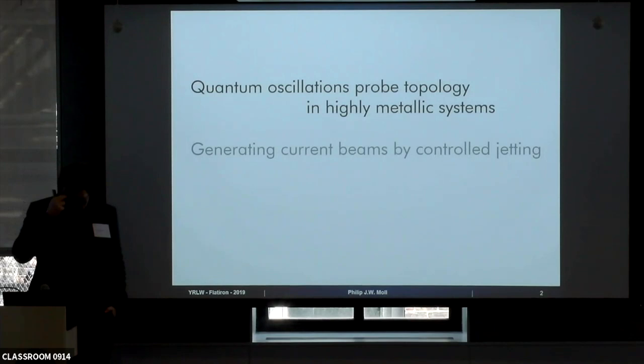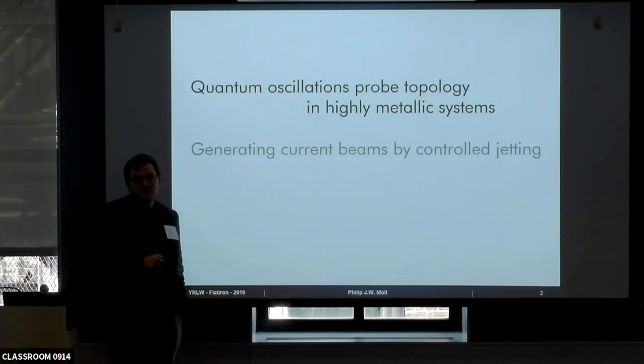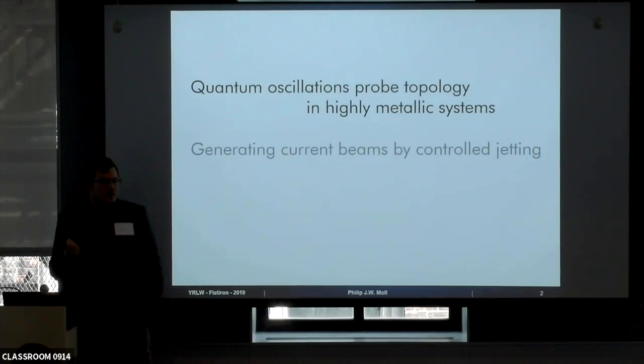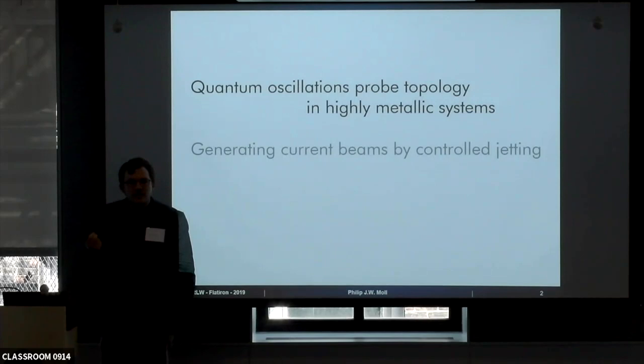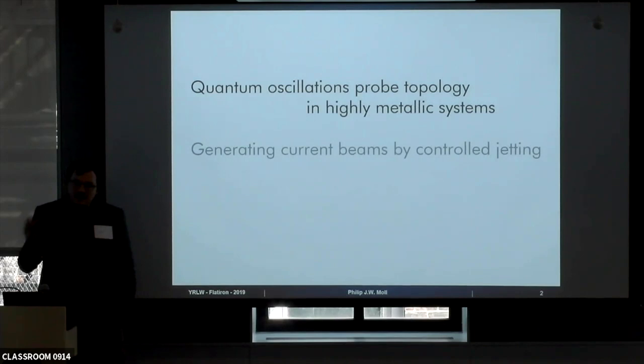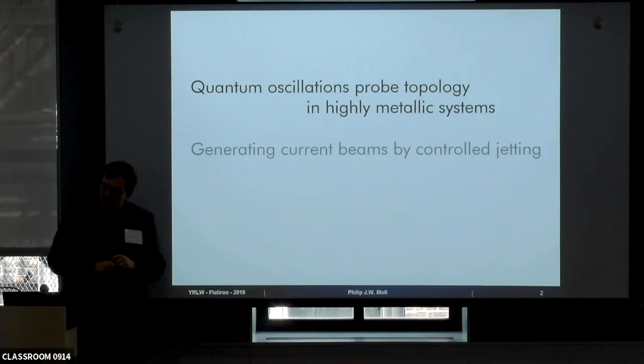And the second part goes about generation of currents and current beams by using a controlled version of current jetting. Of course, current jetting in this field of gapless topological phases has attracted a lot of attention as a potential source of worry when we discuss longitudinally negative magnetoresistances. And this is true, and it is a very classical magnetotransport phenomenon, but maybe we can turn it around and use it for something and do new cool, maybe topological physics.